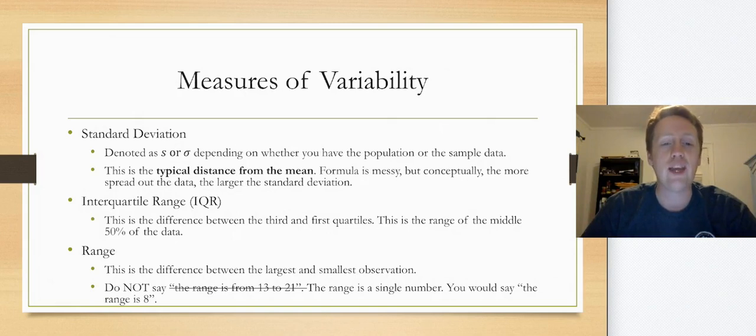And then we've also got range, which is just the plain old difference between the largest and smallest observations. Please be very careful to not say on the AP Stats exam that the range is from 13 to 21. The range is a single number. You would say that the range is 8. You wouldn't say the range is from 13 to 21. So make sure that you're very careful about that.